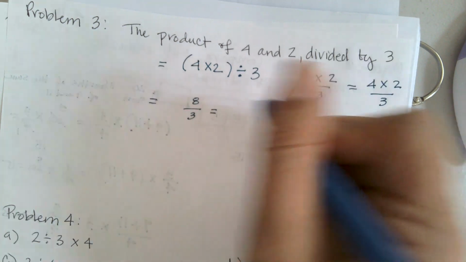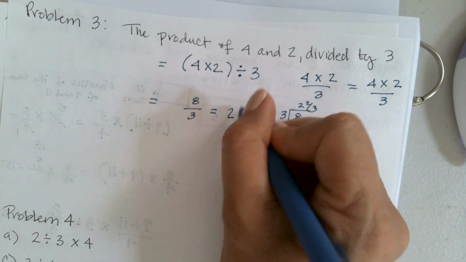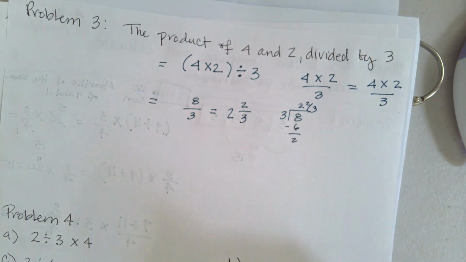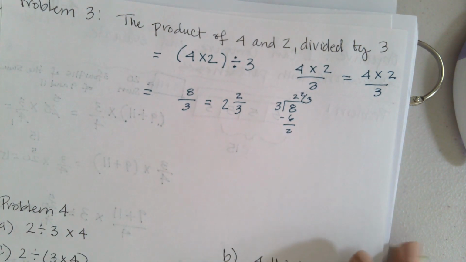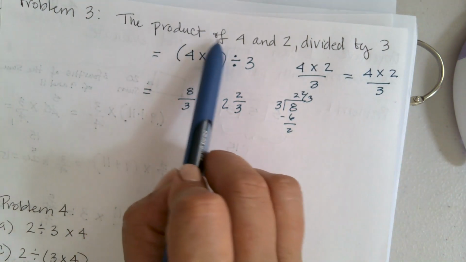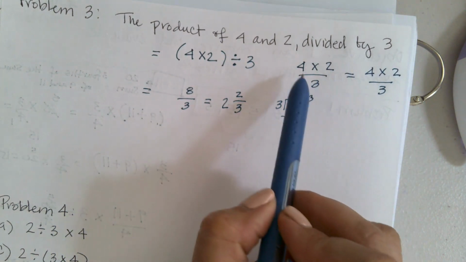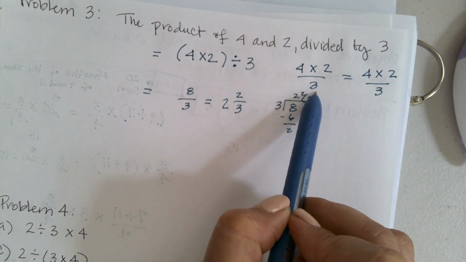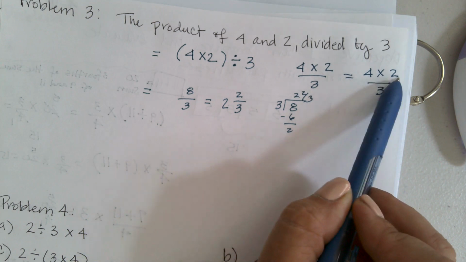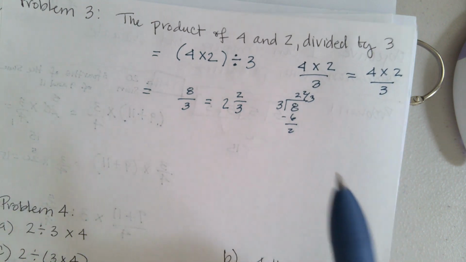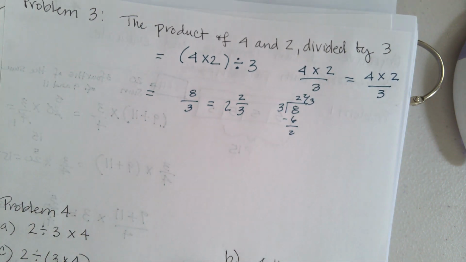So 2 2/3. This is equal to 2 2/3. So let's review. The product of 4 and 2 divided by 3. All right. I think that's going to do it for problem 3.